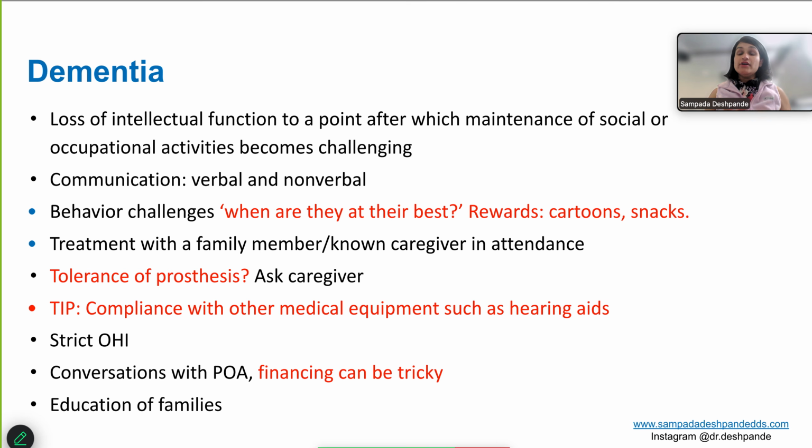Everything will go better if you have someone holding their hand. Anything to do with familiarity will help. If you don't have a person like that, it's going to be very challenging to get them to comply with any treatment. Always ask, when are these patients at their best? You can give rewards. I am not a big fan of using TV or any kind of cartoons, but sometimes it's nice to have that little tool nearby.